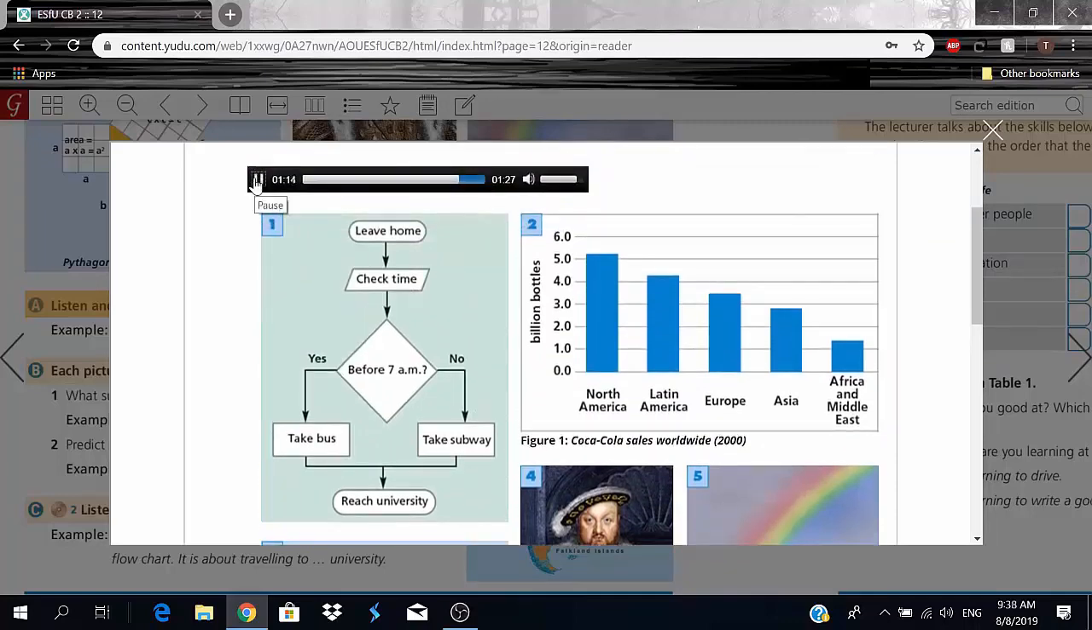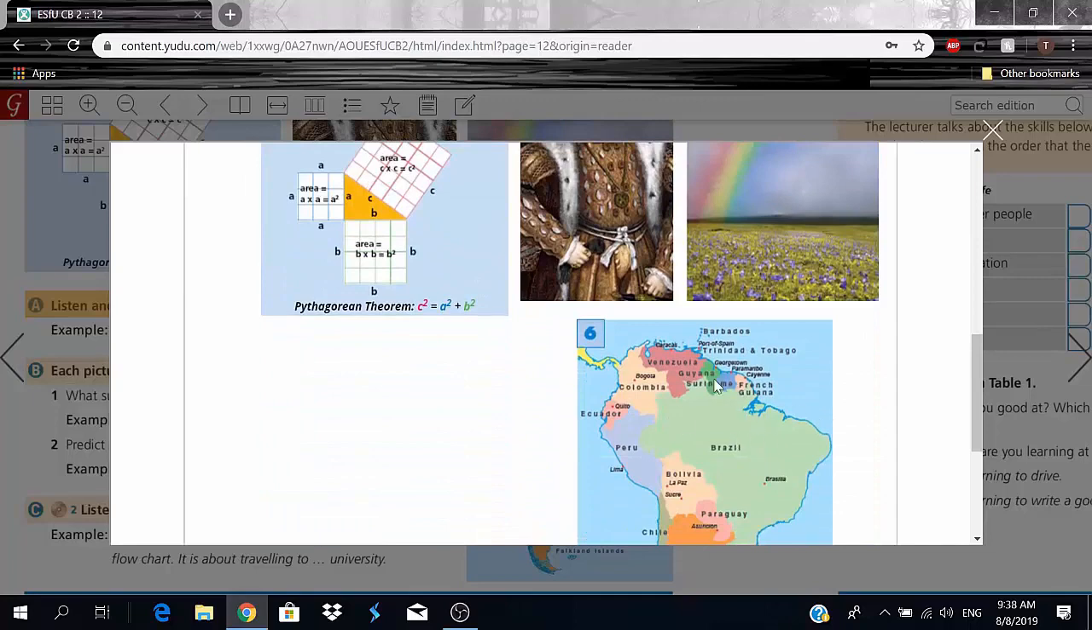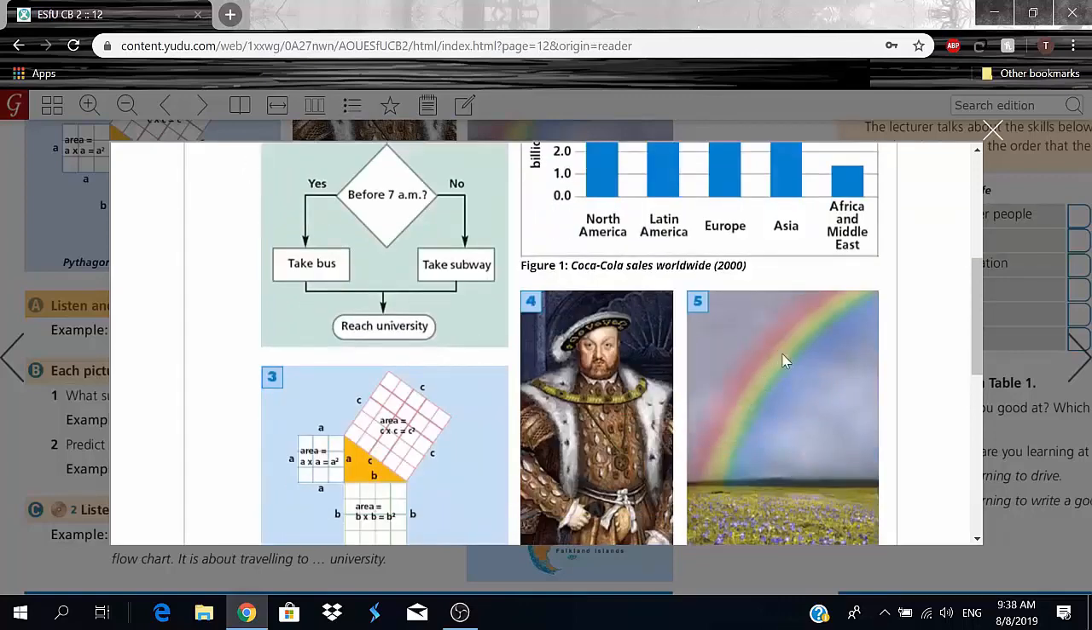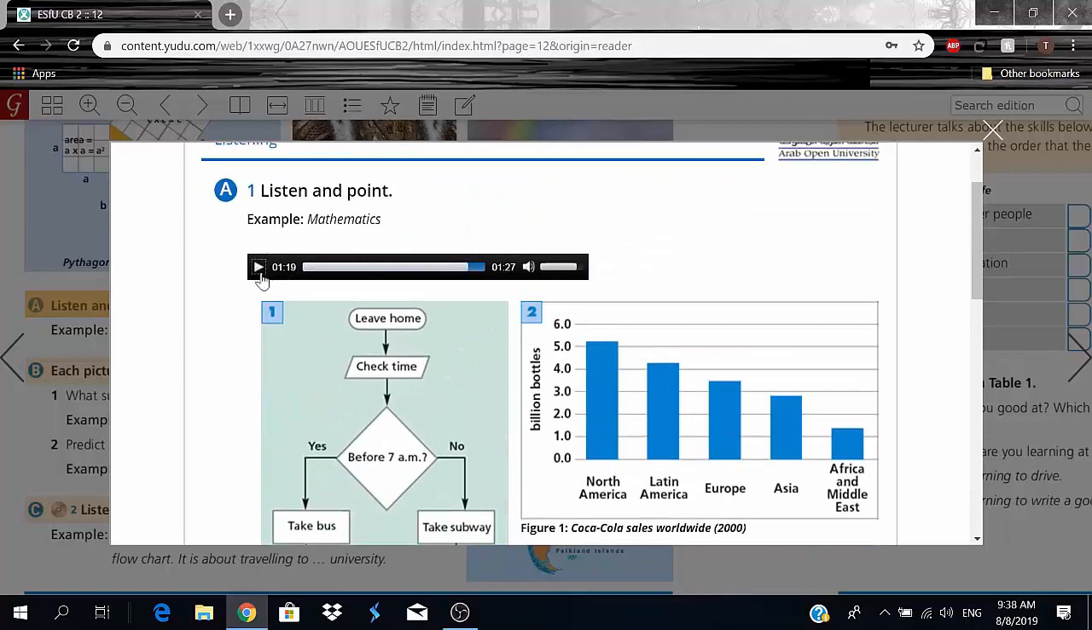Do you have a better map? Here we go. Map as well, geography again. The photograph of a rainbow. Better photograph of a rainbow. We can see the rainbow right here, so listen and point, number 5.